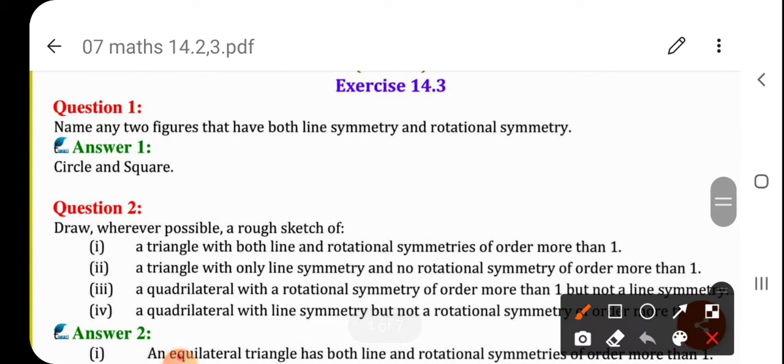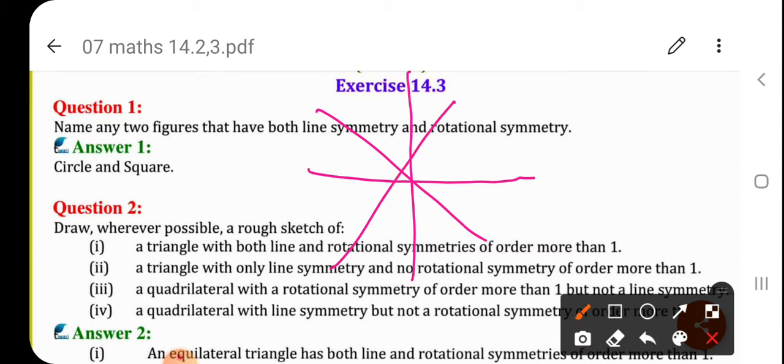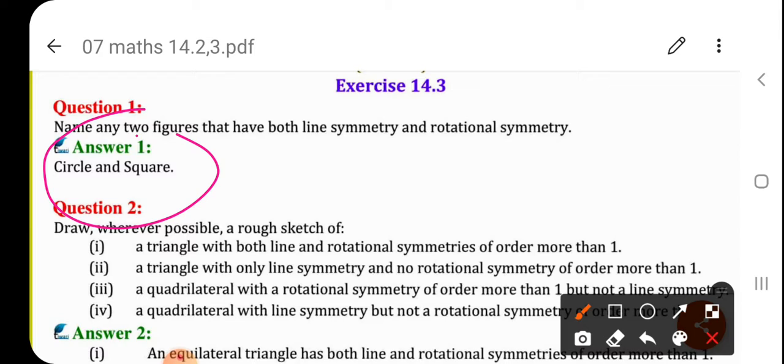First question: name any two figures that have both line symmetry and rotational symmetry. What kind of figures have both line and rotational symmetry? It means if you draw horizontal, vertical axes or diagonals, then it has line symmetry, and if you rotate that figure, it is also the same. Such figures are the circle and the square.